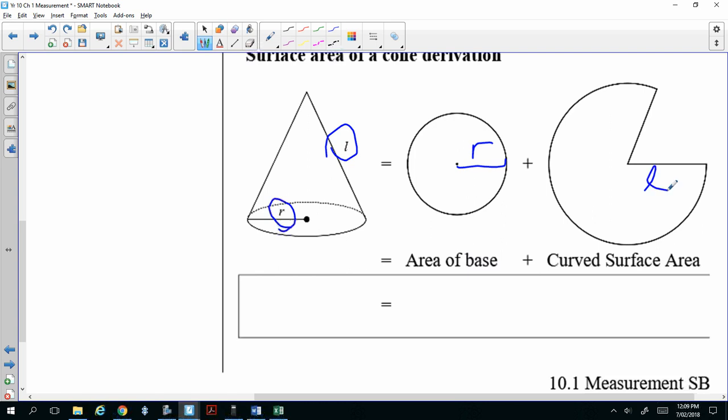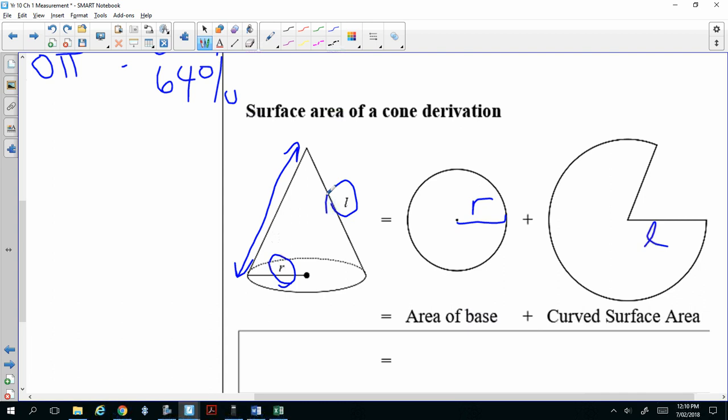Raise your hand if you can tell me what that name is. There's a special name for that. Anyone know? It's called the slant height, because it's not straight. It's not perpendicular to the base. It's called the slant height.